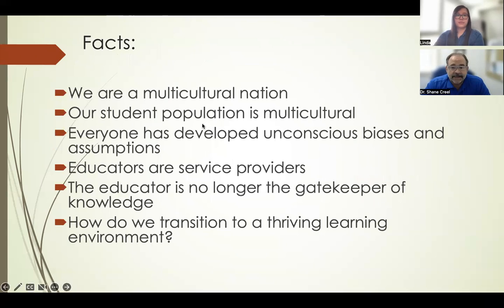Some facts, we always want to deal with facts. We are a multicultural nation. Our student population is multicultural. Everyone has developed unconscious bias and assumptions. Educators are service providers. The educator is no longer the gatekeeper of knowledge. And how do we transition to a thriving learning environment?